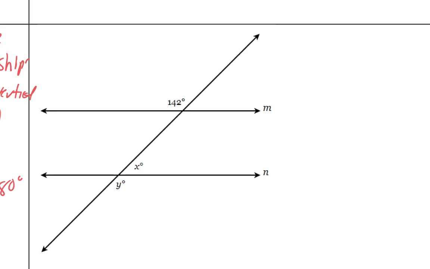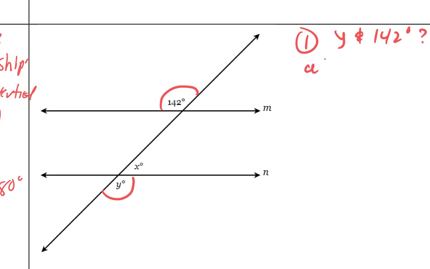Let's look at this right here. What's the easiest relationship? Okay, so what do we know? X and y, we don't know either of those, but what about x and 142? Well, y and 142, right? This y and 142, what do we know about those?